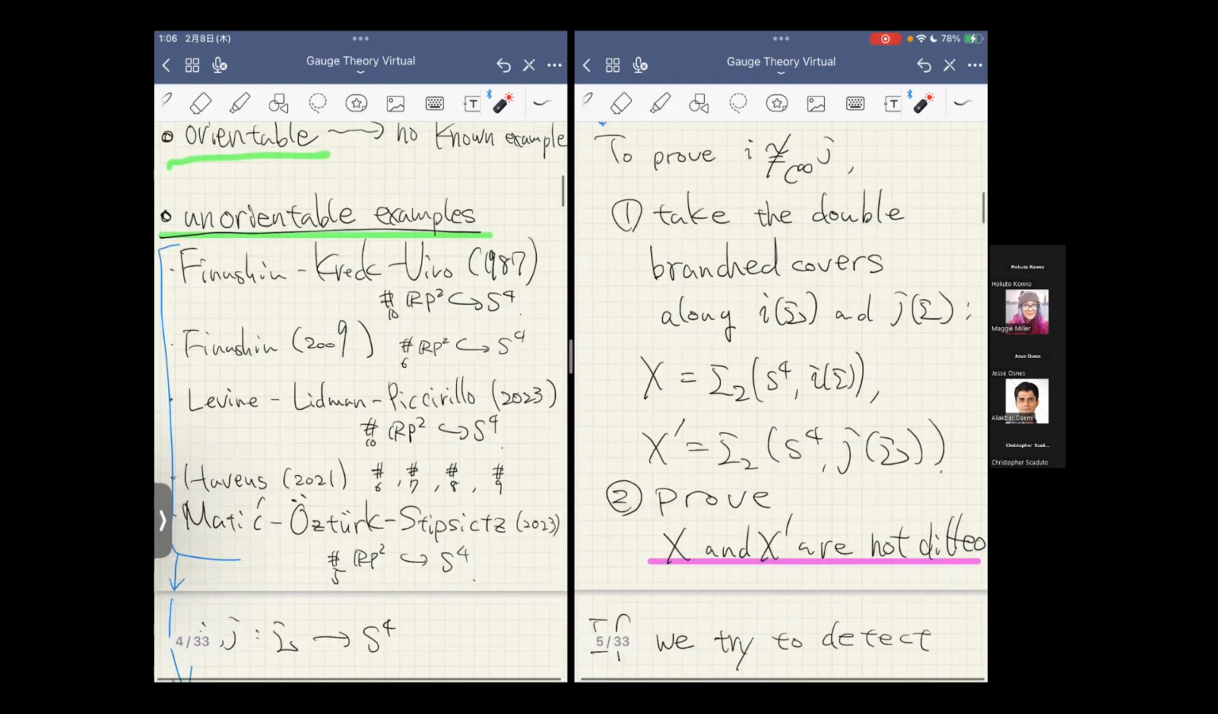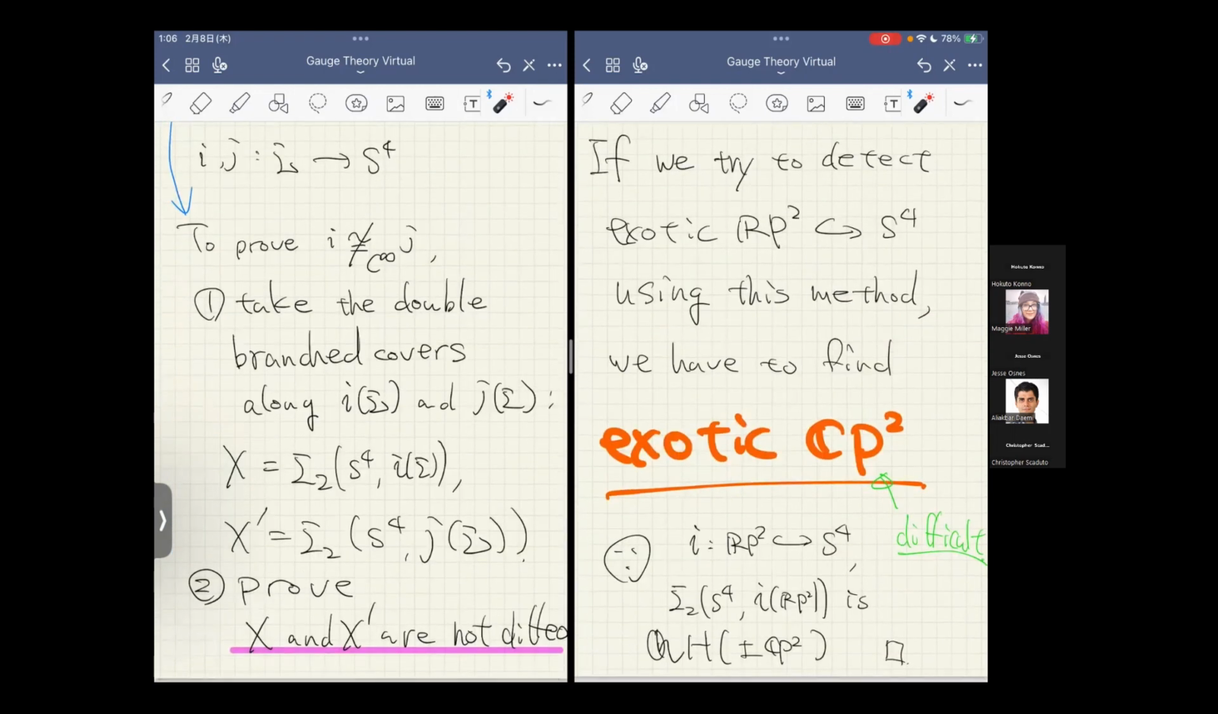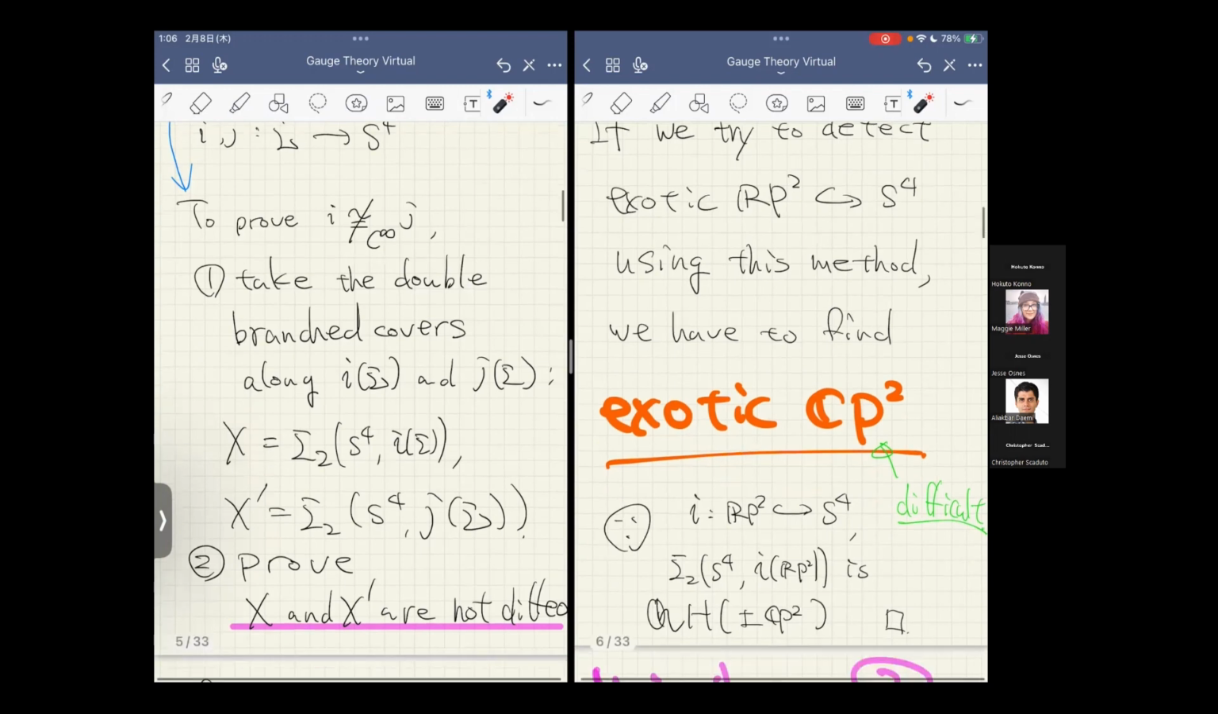So if we try to detect exotic embedding of RP2 to S4 using this method, we have to find exotic CP2. So this is known to be difficult. So in this seminar, we construct an invariant of embedded surfaces using gauge theory, and we will detect exotic RP2 knots.